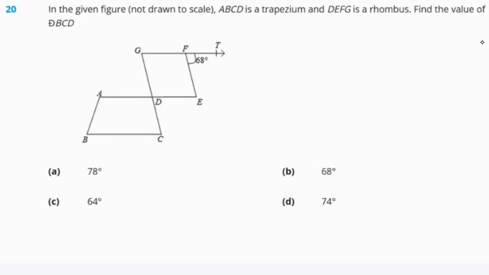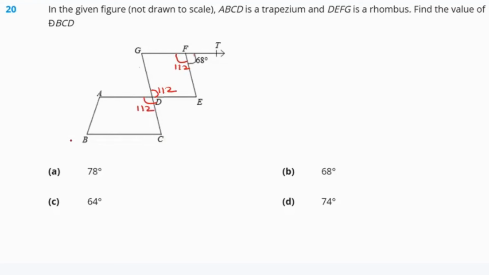Now question number 20. In the given figure, ABCD is a trapezium and DEFG is a rhombus. Find the value of angle BCD. As we all know, in a rhombus, opposite angles are equal. If this angle is 68, then this angle would be 112. Correct. If this is 112, this will be 112. If this is 112, this will be 112, vertically opposite angle.